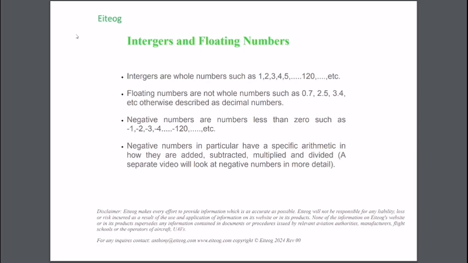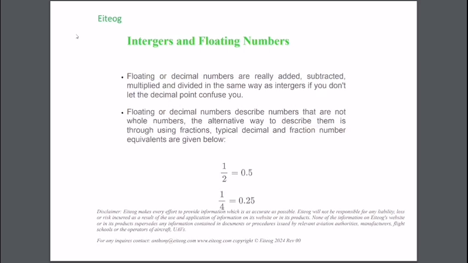The other one is negative numbers, which I'm just introducing, but I won't be talking about it in this video. I'll be doing a separate video on that. Negative numbers are numbers less than 0, so it's -1, -2, and they can either be integers or decimal numbers. Negative numbers have a specific arithmetic that you need to use, where floating numbers and integers don't. Floating numbers are just added, subtracted, divided, multiplied in the same way as integers. It's not really a big difference. They both use the standard arithmetic that you probably already learned in school.